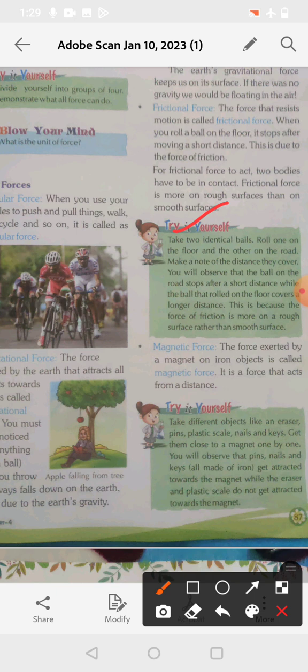Now, second, try it yourself. Take different objects like an eraser, pens, plastic scale, nails, and keys, and bring them close to a magnet one by one. You will observe that pins, nails, and keys, all made of iron, get attracted towards the magnet, while the eraser and plastic scale do not get attracted towards the magnet. Right, because they do not have magnetic force. Okay, but all the iron things will get attracted towards it. Right. So that was all about the chapter, students.